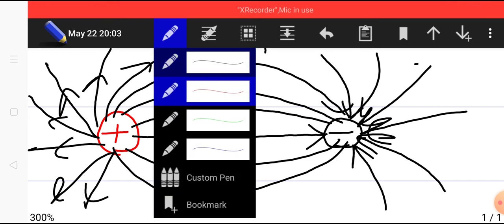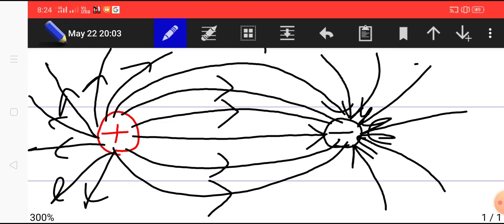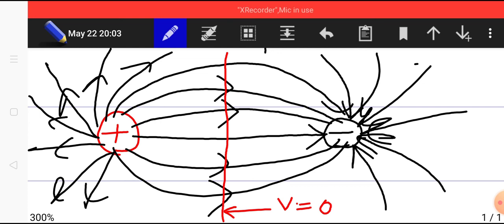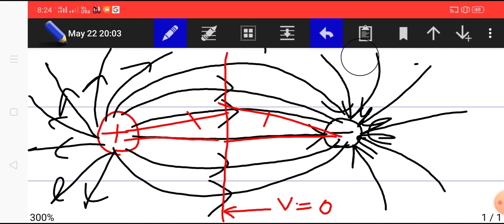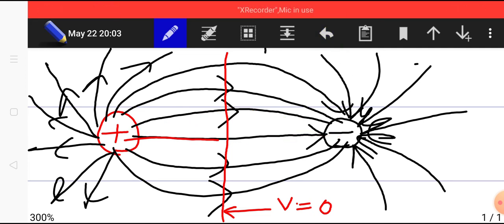Now let me draw equipotential surfaces with red pen. So we all know that potential at the center point, the equatorial line, is going to be zero. So this is your equipotential surface with zero voltage, because this equatorial line is at equal distances from both the charges. This distance and this distance are equal, so the sum will be zero, as we considered earlier. On the equatorial line, any point you take, the sum of the voltage will be zero.